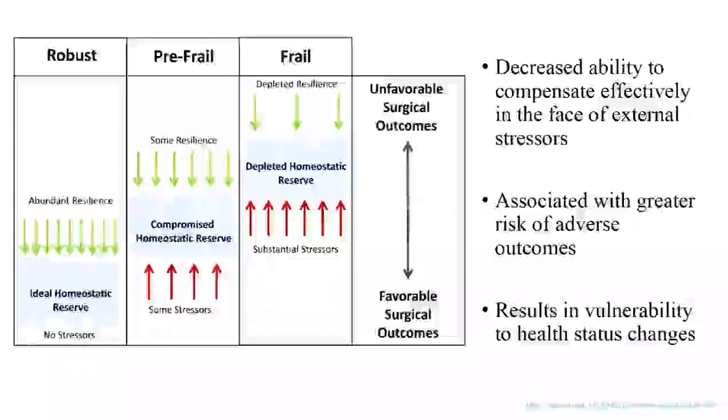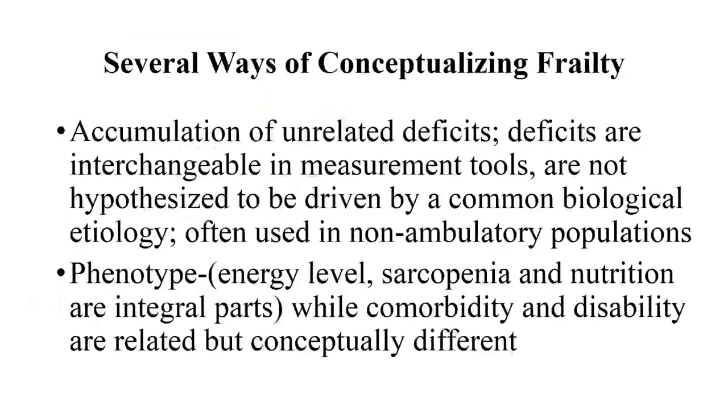I think this slide will help you to conceptualize what frailty is all about. We see that as one moves from a robust state to the frail state, we see a decrease in resilience, and that's reflected in an inability to maintain homeostasis when subjected to certain stressors like surgery. What does this do? This leads to unfavorable surgical outcomes in the frail patient. The bottom line is that frailty results in vulnerability to health status changes.